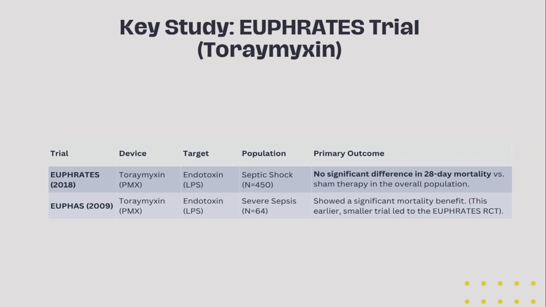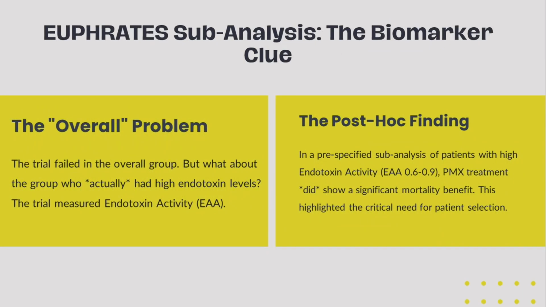So if you look at EUPHAS, which paved the way for EUPHRATES, it showed us very significant mortality benefits, because probably it was severe sepsis and a very small sample size. But if you look at EUPHRATES, it did not show us any significant benefits. So why did this happen? It was an overall problem, because it was given to overall patients. It should have been given to selected patients.